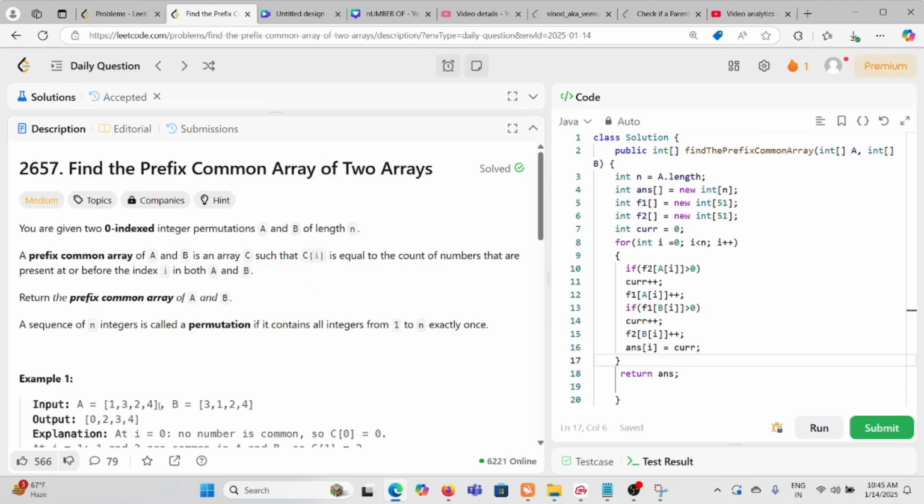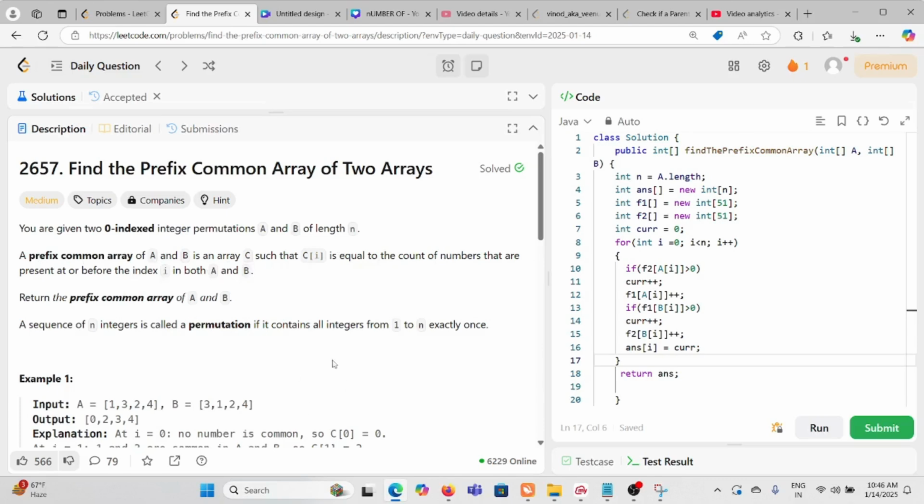For example, here n equals 4 in size, then 1 2 3 4, right? All these numbers would be there in both arrays, but they would be random basically. Somewhere some integer is here, somewhere some integer is there. This is the way we are given the two integer arrays. We have to find a prefix common array of A and B such that C[i] is equal to the count of numbers that are present at or before index i in both A and B.